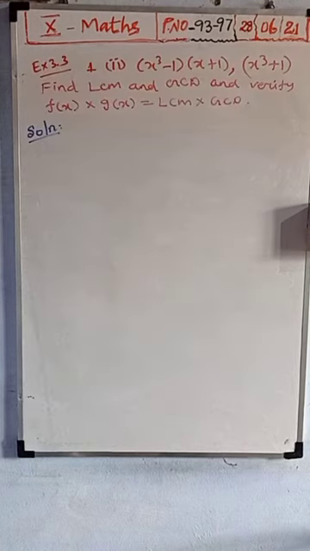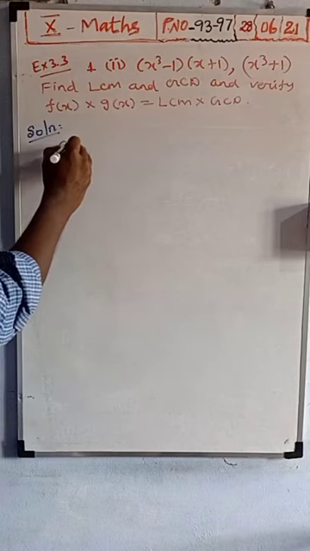See, this exercise 3.3, first one, second point. Find the LCM and GCD and verify f of x into g of x is equal to LCM into GCD. So here you check it. First expression you choose f of x, second expression you choose g of x. The two you should multiply, and you find first LCM and GCD, those two you should multiply, whether we are getting equal or not we want to verify. Surely it will come equal only. So check the first given.